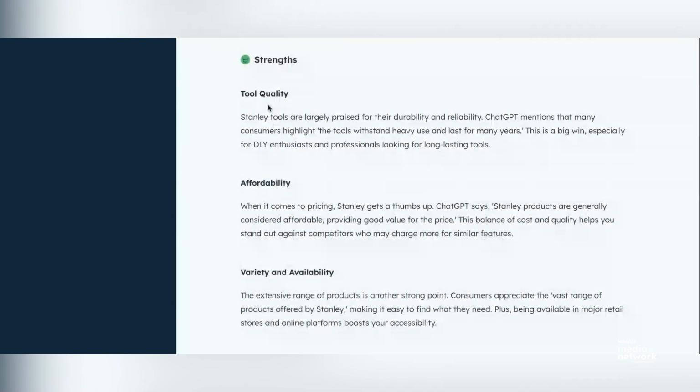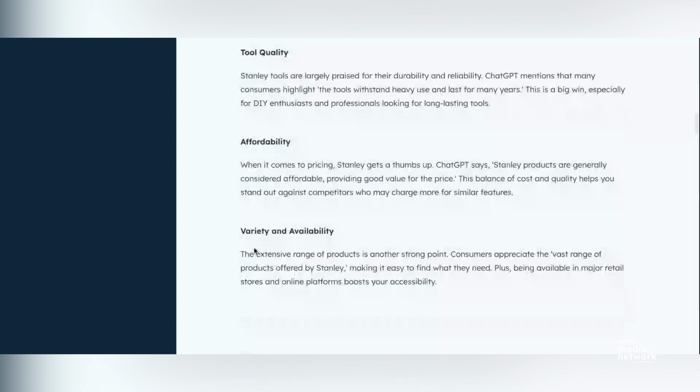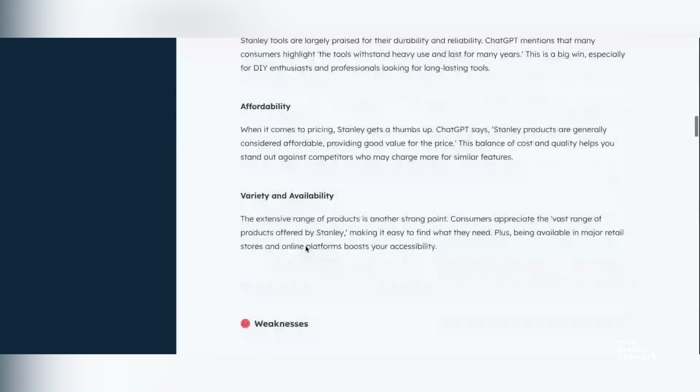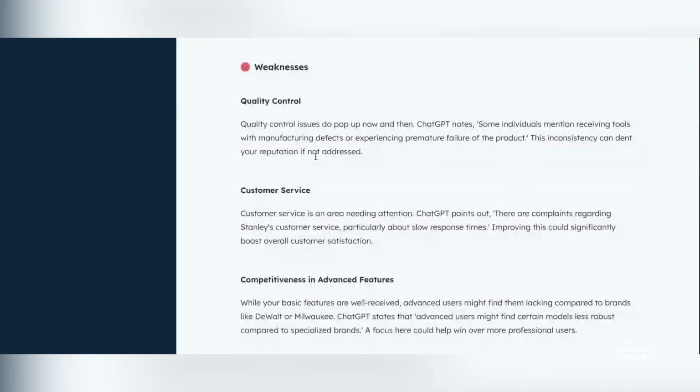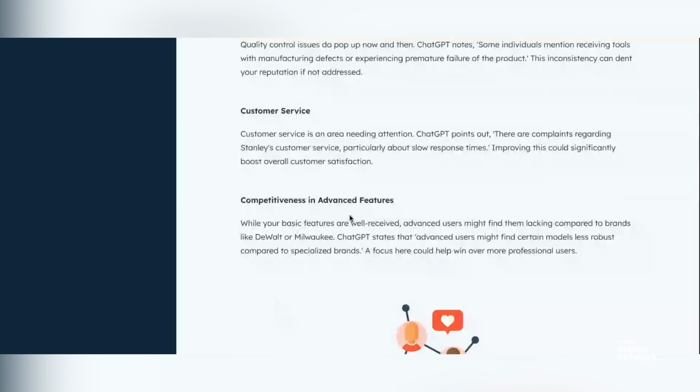Well, they've got quality product that is affordable, and they have really good variety and distribution. Like, that was the strength of their strategy. The weakness in their brand and their business strategy is bad quality control, customer service. The customer service point keeps rearing its head. And then competitiveness and advanced features, right?